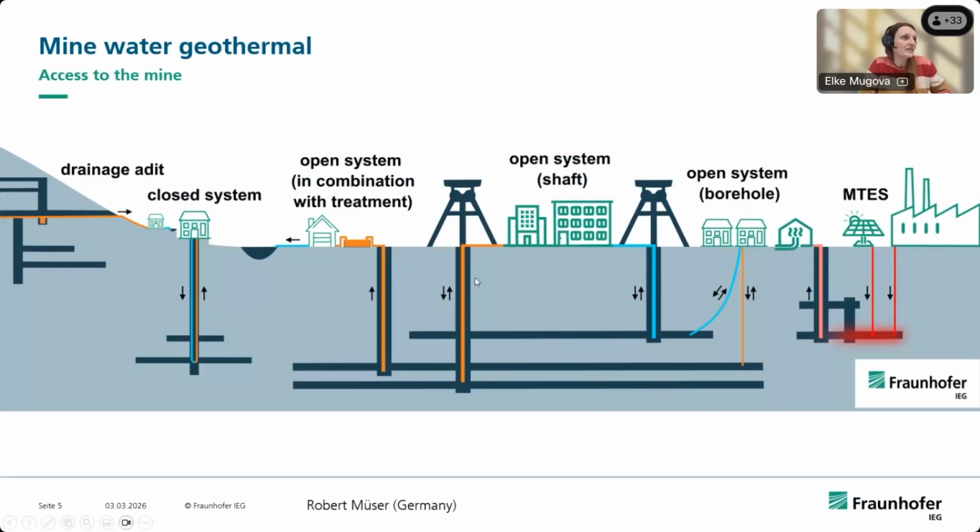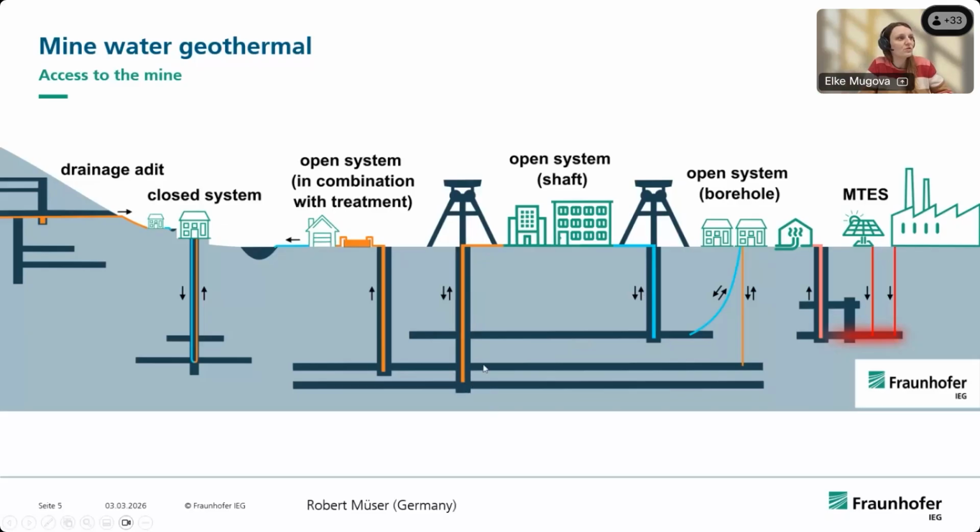Then we can access the flooded mine body via open shafts. And you can see this can go in both directions, because we talk about mine water heat, but actually I think it's better to talk about mine water geothermal, because mine water can be used for heating or for cooling. So as I said, in 1000 meters around 30 degrees Celsius, but this really depends, just as a rough number.